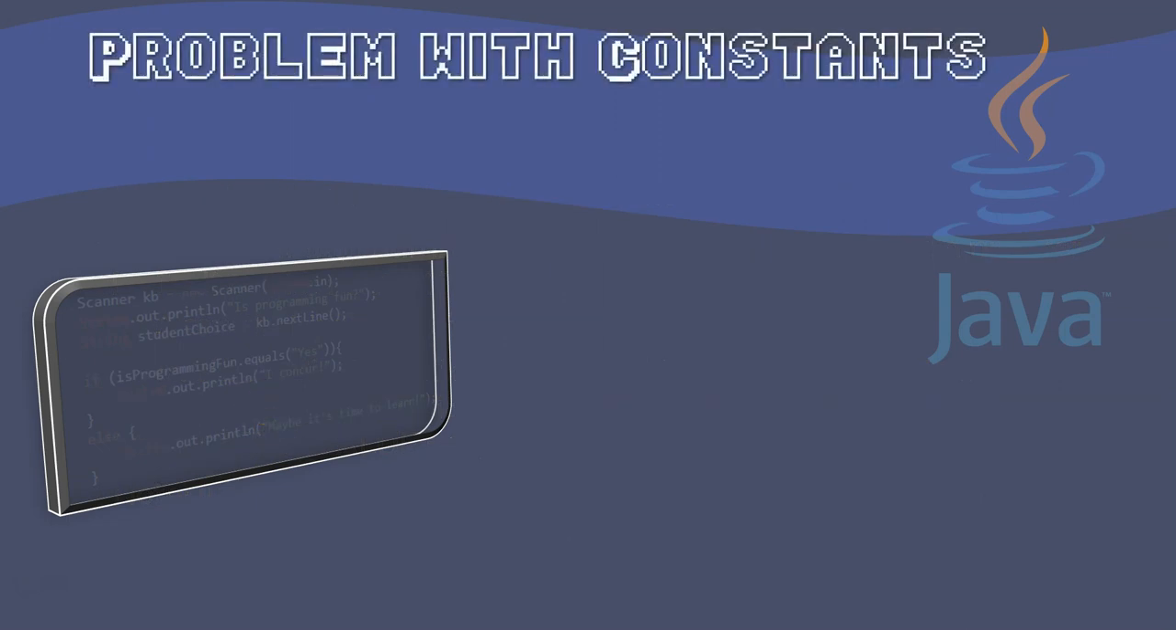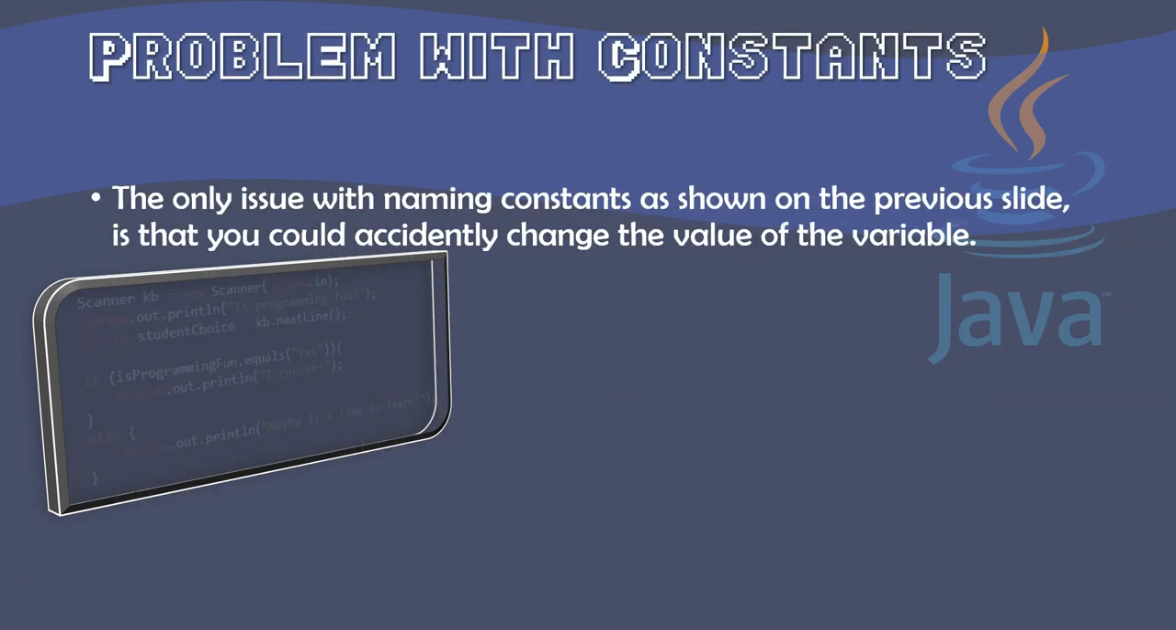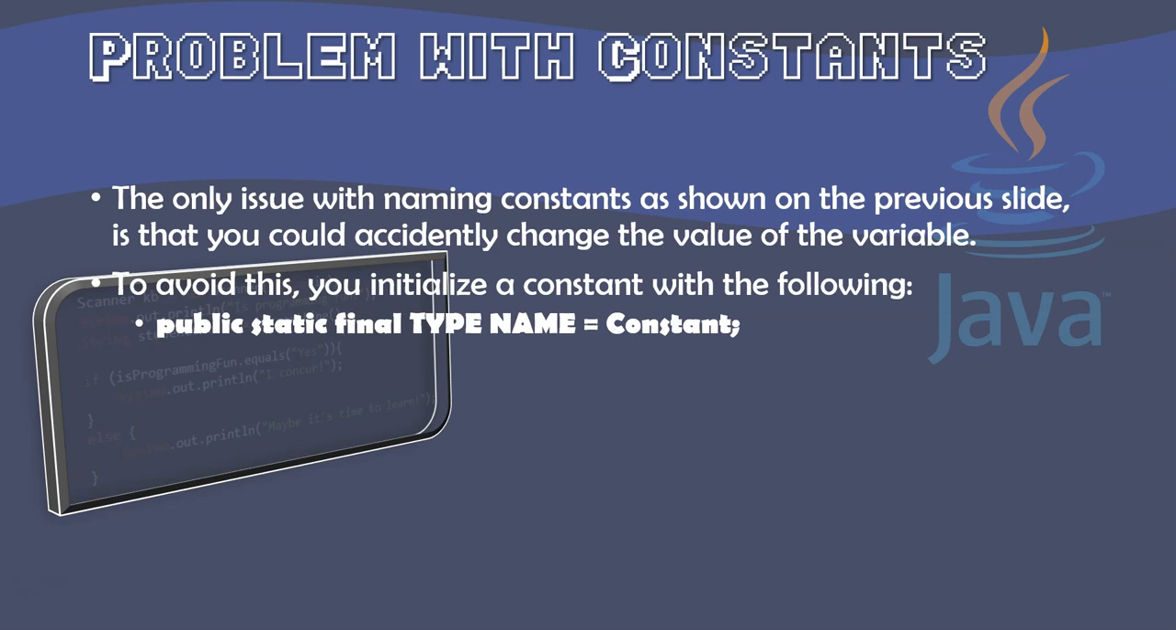Now, we can run into problems with constants. The biggest thing with naming constants, as we might have seen on that previous slide, is we could accidentally change the value of the variable. Even though we've named it as a constant, we could still accidentally overwrite it later in the program. I could say, well, I'm just going to change numeric value to 100 now, and now it's 100. So to avoid an accidental change, we initialize a constant with the following.